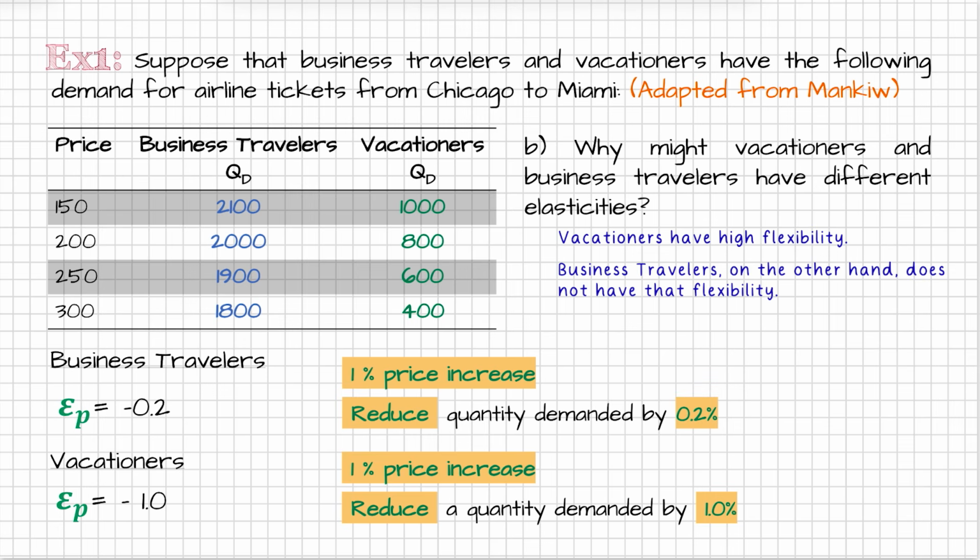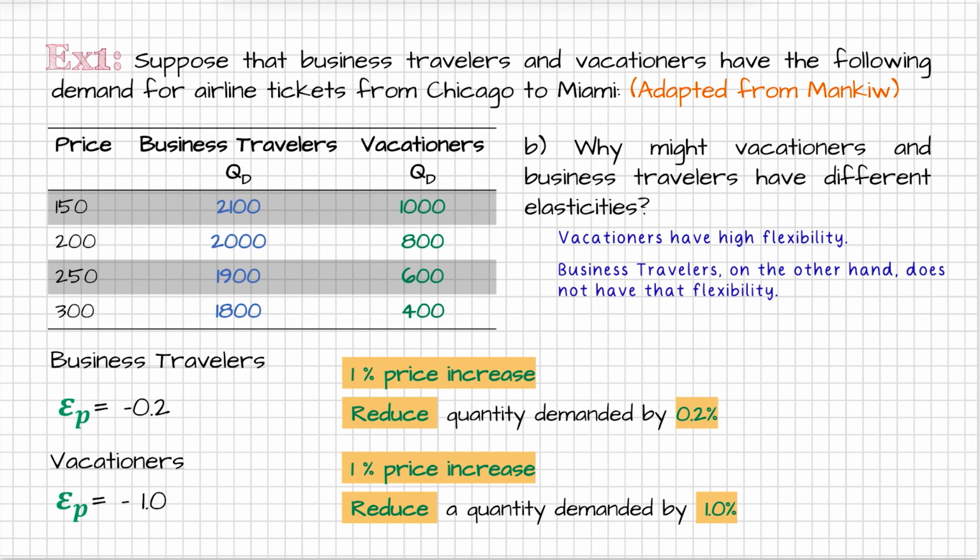Business travelers, on the other hand, cannot have that luxury. They have meetings to attend and specific schedules to keep, so their demand is less sensitive. Therefore, a 1% price increase causes vacationers to drop their quantity demanded significantly more than business travelers. This leads us to a key conclusion.